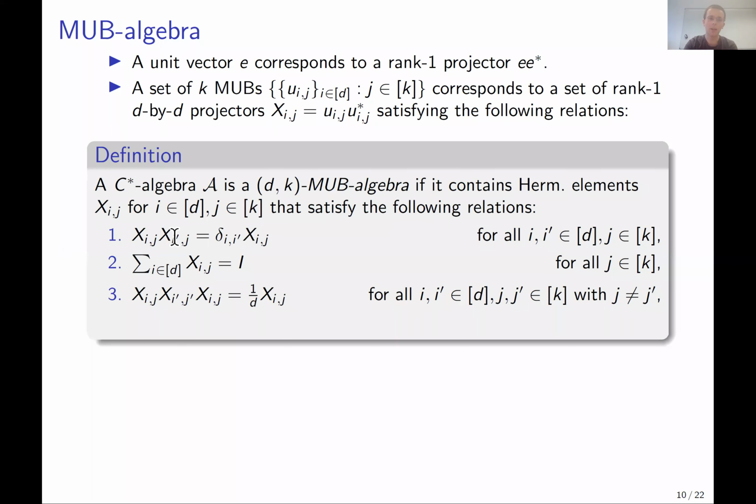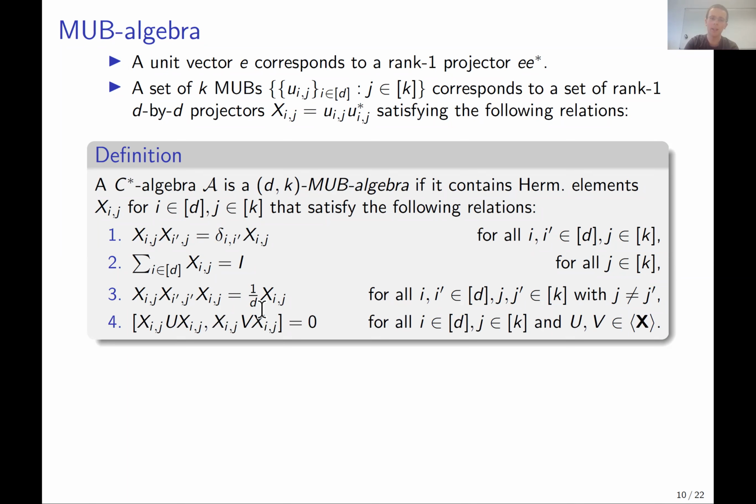And then the third condition is actually the nice condition that corresponds to mutual unbiasedness. So it says that this degree 3 monomial, where you sandwich x_i'j' by x_ij from the left and the right, is equal to 1 over d times x_ij. Okay, and if you would write this out with this formulation, basically what you would get here in the middle would be exactly the squared inner product between u_ij and u_i'j'. Okay, so this is what you use to show the validity of this third equation.